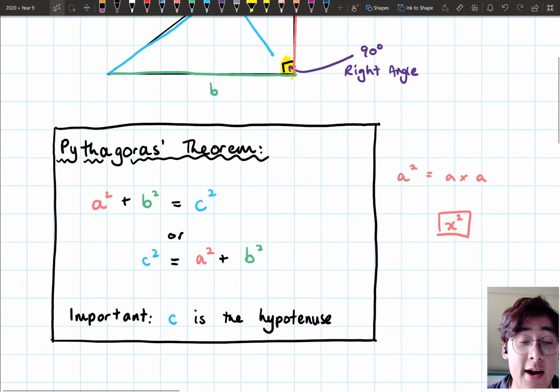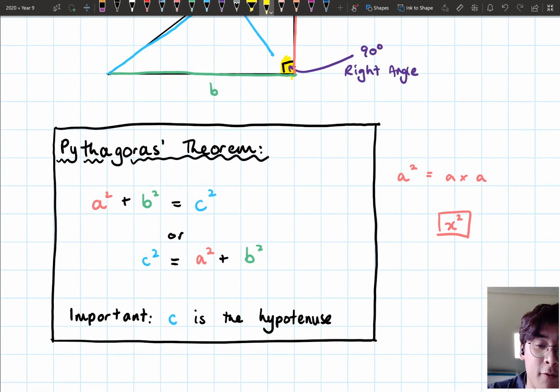Here I've actually written down Pythagoras' theorem in another way as well. The first way is what I said before: if I square the lengths of the shorter sides A and B and add them together, that gives me the square of C. The other way I've written it is just swapping the two sides of my equation: C squared, the length of my longest side squared, is equal to the two shorter sides squared and added together. That's all I've done here.